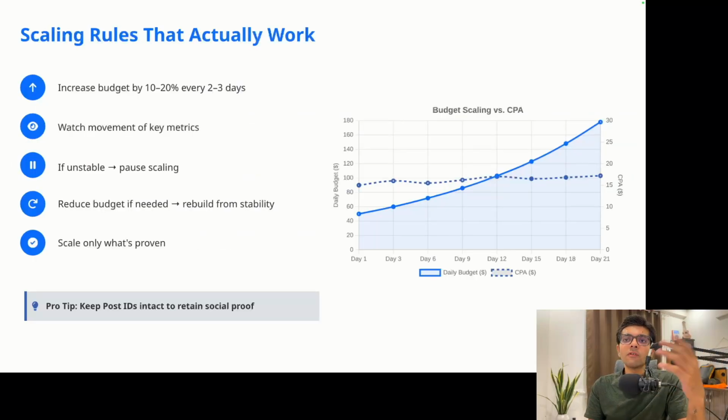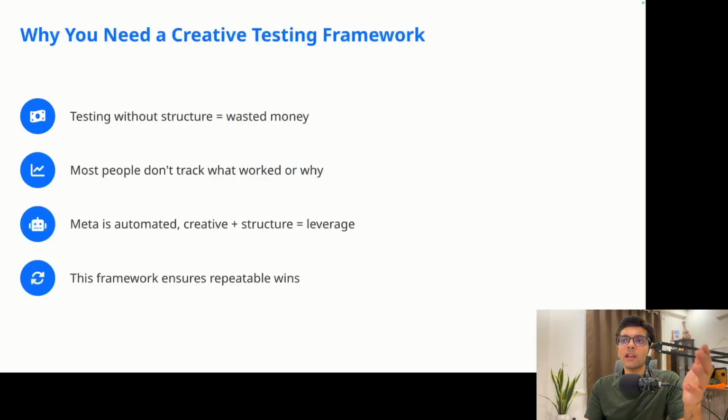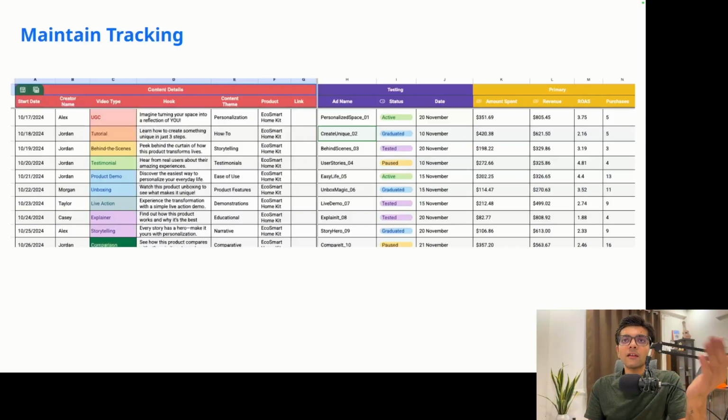Now, once you have done this, you will find certain creatives are winning, certain creatives are losing. And one of the things that we saw is that people don't track what worked and why it worked. That's why maintaining a tracker like this really, really helps. When you launch the creative, what is the type of video, what is the hook that you're testing, content theme, what is the product that you're testing if you're having multiple products, a link to that product you can add over here, what is the name of the ad which you have set. What is the status? This is active, graduated, tested, paused, whatever it is, the date when that decision was taken, and then certain metrics. And then later on, in the coming segments of this sheet, there is also a note of what worked, what didn't work. So create a tracker like this that will help you really maintain the performance.